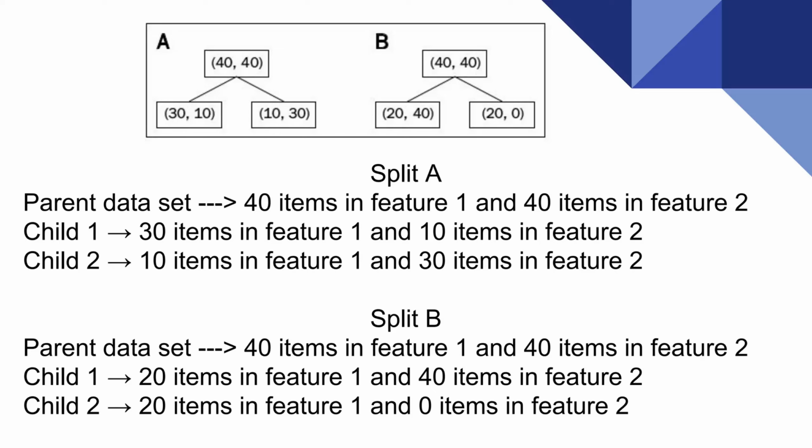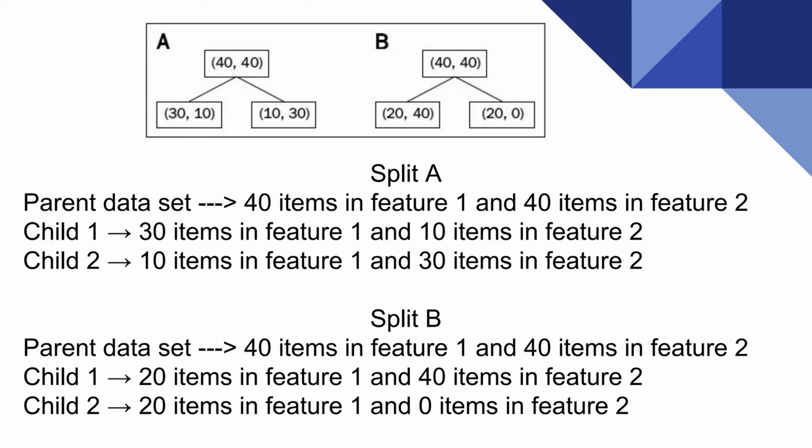Comparison: Split A creates child nodes where each child still contains a mix of both features, although the distribution is uneven. Neither child is completely homogeneous. Split B results in child 2 having only feature 1 items, making it fully homogeneous, pure, regarding feature 2. This split might be preferred because it better separates the data based on the target feature, especially in child 2.